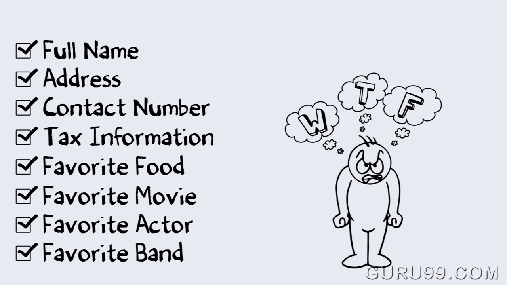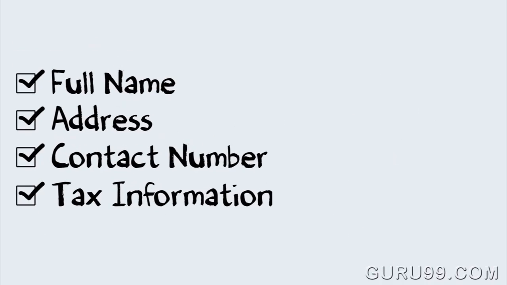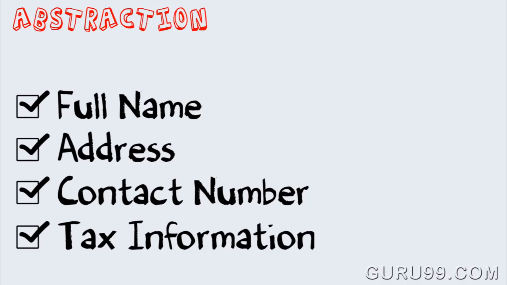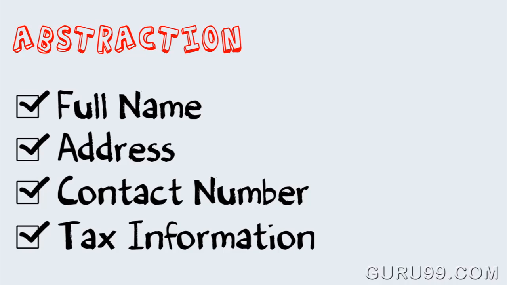Well, the amount of information available for you as an individual is infinite. We do not need all the available information for a customer to create a banking application, but only the relevant ones. In essence, we are selecting data from a larger pool, hence the name abstraction.